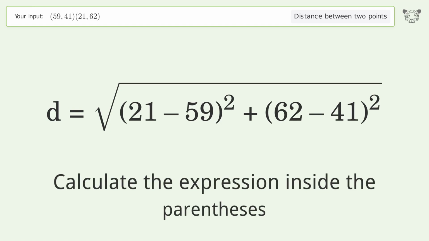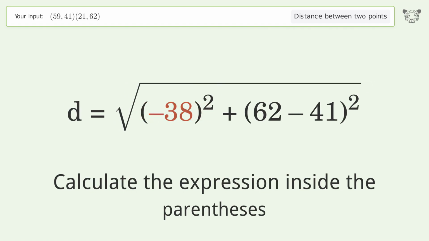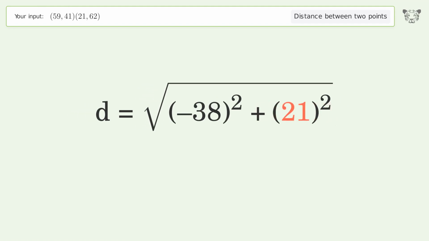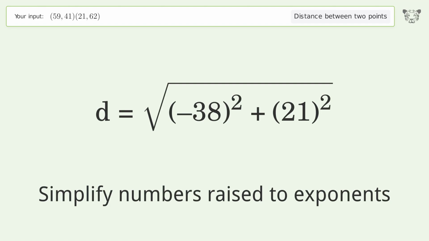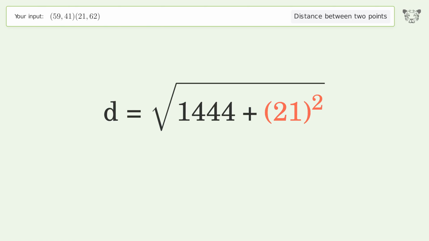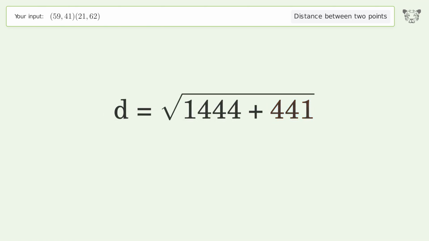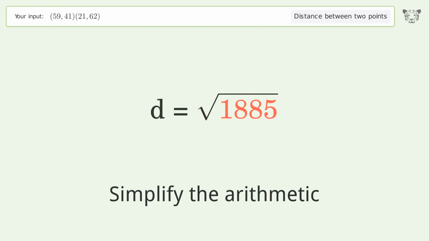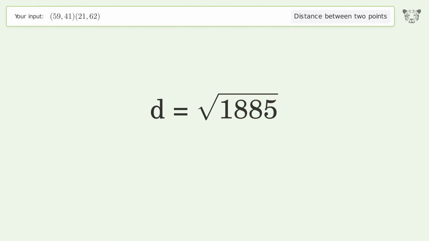Calculate the expression inside the parentheses. Simplify numbers raised to exponents. Simplify the arithmetic. And so the distance between the 2 points is the square root of 1885, or 43.417.